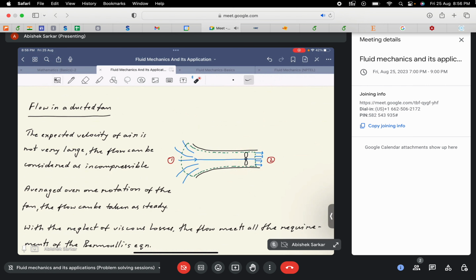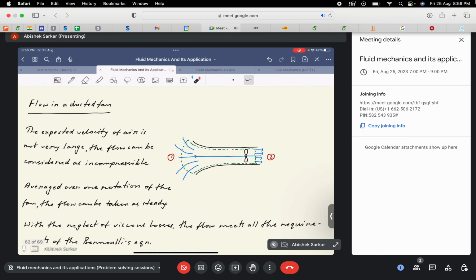Okay, so here again we see that the expected velocity of air is not very large and the flow can be considered as incompressible. Yes, so for most of the wind tunnels that we use for most of our day-to-day wind tunnel experiments, say flow over an airfoil or flow over some bluff bodies, these are in the subsonic regime. So in the subsonic regime, the flow can ideally be taken as incompressible.